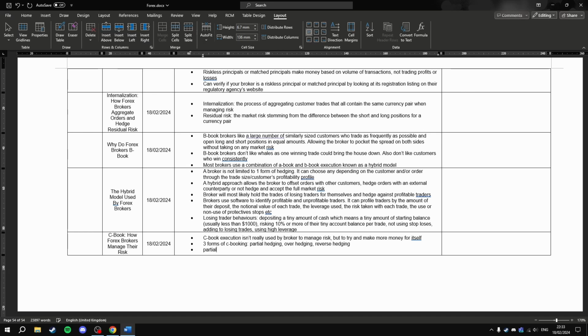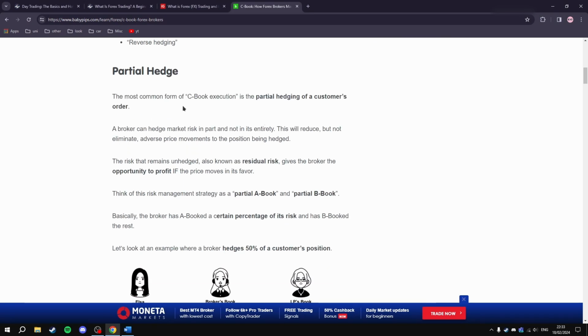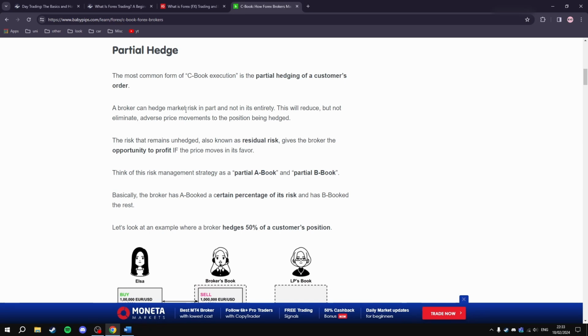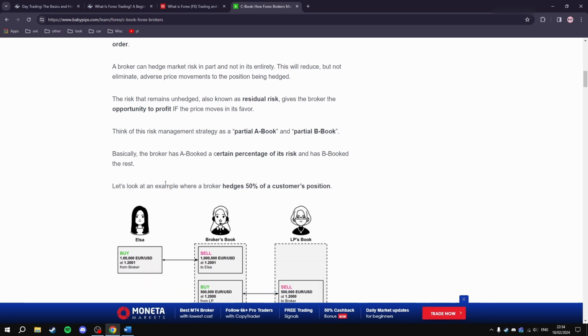So, partial hedging. The most common form of C-book execution is the partial hedging of a customer's order. A broker can hedge market risk in part and not in its entirety. This will reduce, but not eliminate, adverse price movements to the position being hedged. The risk that remains unhedged, also known as residual risk, gives the broker the opportunity to profit if the price moves in its favour. Think of this risk management strategy as partial A-book and partial B-book. Basically, the broker has A-booked a certain percentage of its risk and has B-booked the rest.